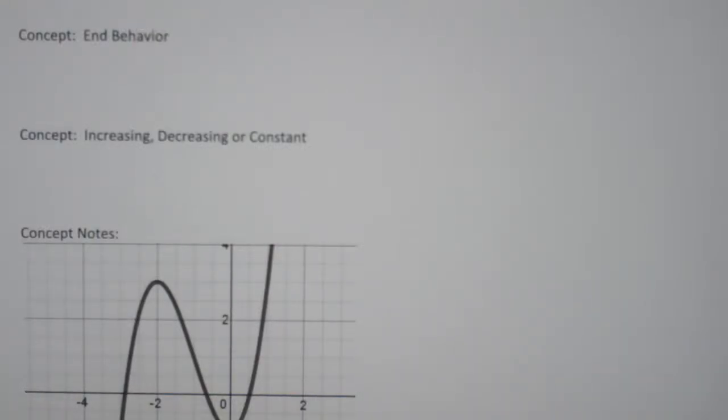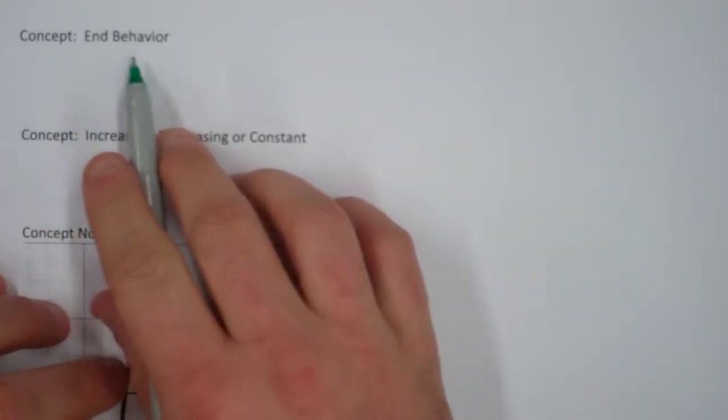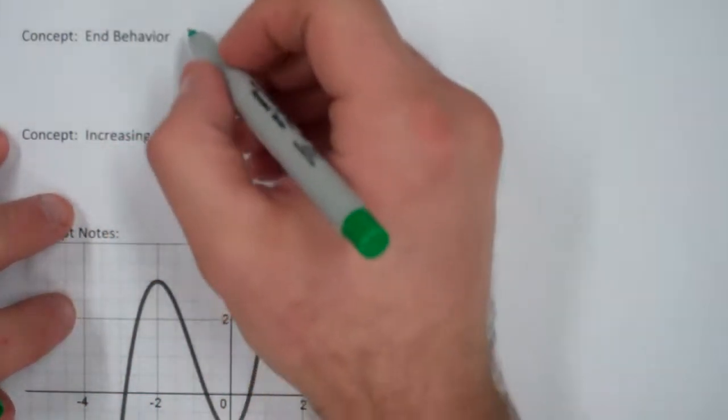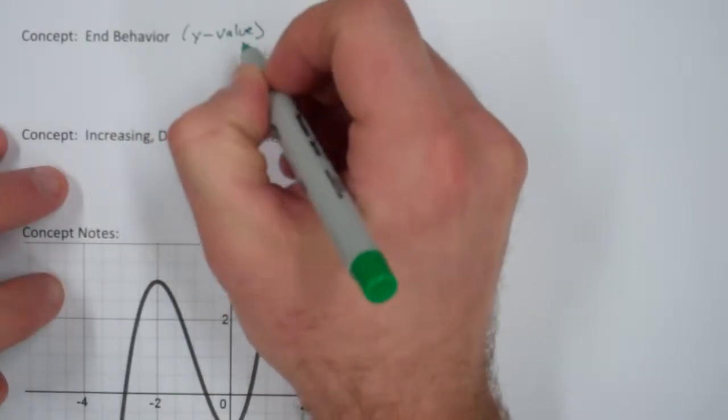In this concept video, we're going to be discussing end behavior and also where a function is increasing, decreasing, or constant. Let's start off with end behavior. The end behavior is kind of how it sounds. It's how the ends of the graph behave. But we're really only worried about the y value here, so I'm going to put that in parentheses. We're wondering, what does that y value do?